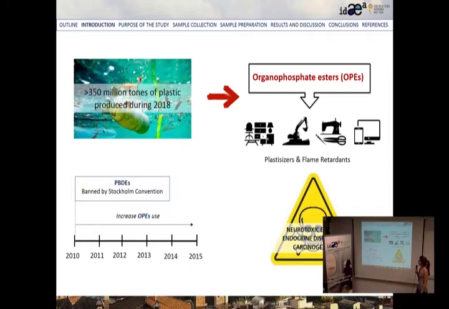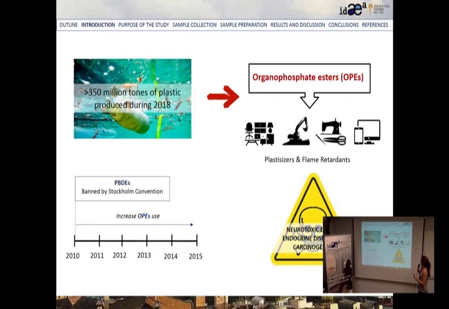To introduce the topic, everybody knows that plastic pollution is a big problem for the environment. In 2018 alone, more than 350 million tons of plastics were produced, and a lot of these plastics are in the sea. But the problem is not only the crude oil, because plastics have additives, and one of these additives is organophosphate esters.